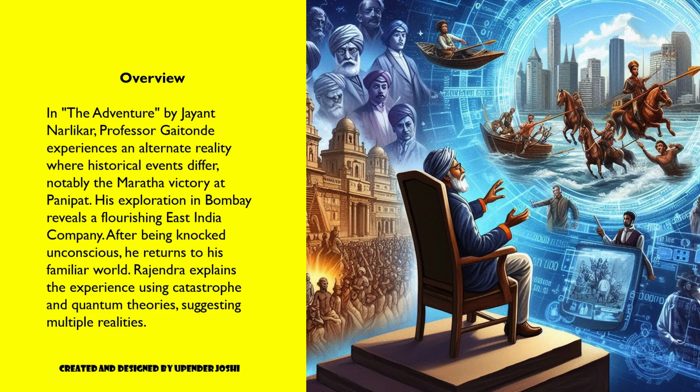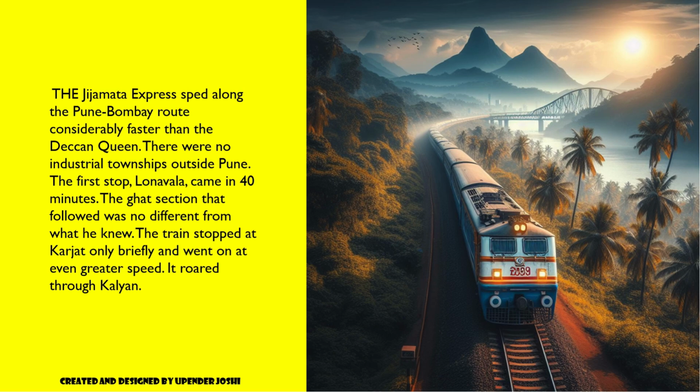In the beginning lines of the chapter, we see the Jijamata Express speeding from Pune to Bombay. According to the author, its speed was much faster than the Deccan Queen. There were no factories outside Pune. The train reached its first stop, Lonavala, in just 40 minutes. After that, the train went through a familiar hilly area. It briefly stopped at Karjat and then sped up even more, passing through Kalyan quickly.